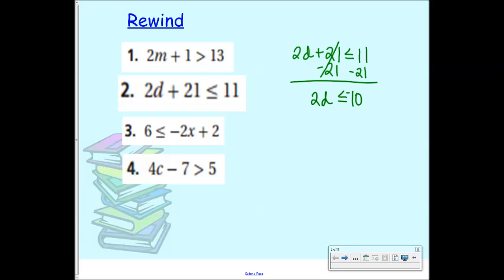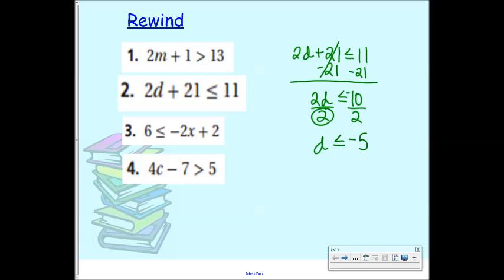So now I want to divide by 2. Is my sign going to flip here? No, my sign's not going to flip here because I'm not dividing by a negative. I'm dividing by a positive 2. Yes, the 10 is negative, but the 2 is not, and that's what I'm dividing by. So that's what tells you whether you need to flip your sign. So I'm going to be left with d is less than or equal to negative 5.